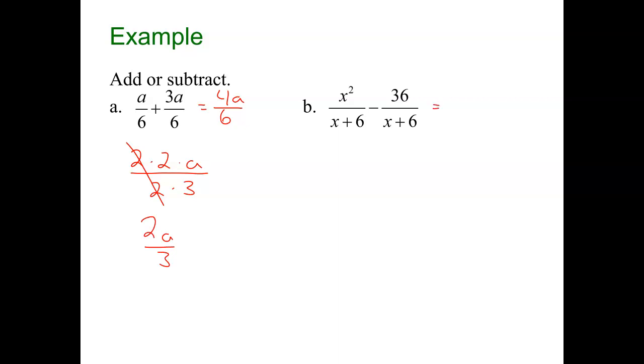B has common denominators, x plus 6. Now it's subtraction. What's the difference of my numerators? x squared minus 36. Not a trick question. x squared minus 36. They're not like terms. I can't subtract them as they are, so I just write both terms with the operation. Now, can I simplify this? How? I can't simplify those yet.